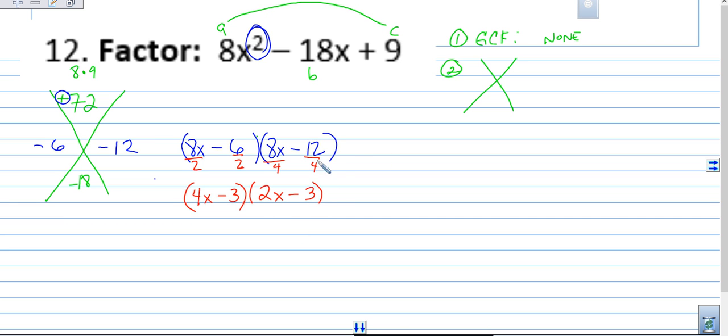And just so you know you're doing it right, these two numbers should multiply to get you the 8 in the front. You know that one that we had to drop down? 2 times 4 is 8. Okay? So it should give you that front number. And then 3 times 3 is 9. And that lets us know that we probably have got it right. And you can multiply it all the way back out just to double check if you'd like.